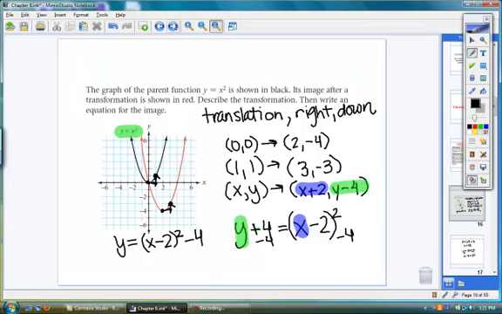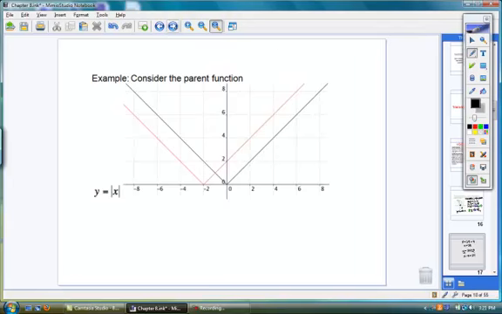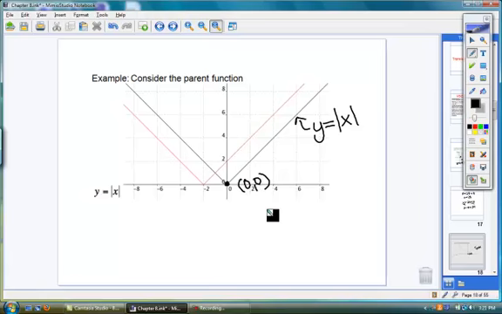So now I'd like you to try it on this example. We've got the parent function in black. This is the absolute value function, y equals the absolute value of x. You know that it's the parent function because you can start with the vertex 0, 0. So go ahead and see if you can write the equation for this red image of the parent function, y equals absolute value of x.